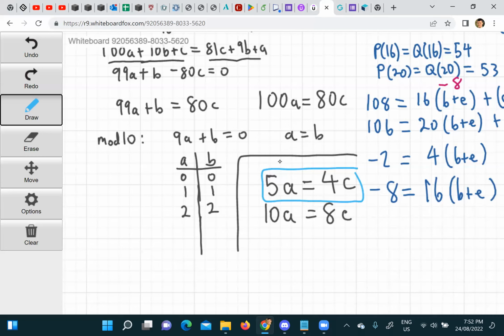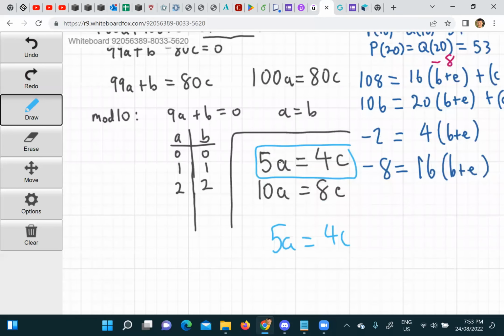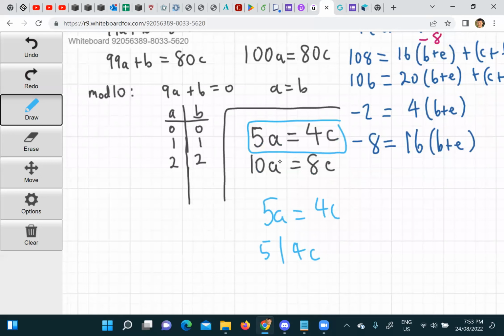So this is maybe a good opportunity. This is a bit overkill for this question, but this technique is actually really helpful in lots of problems. If you have 5A equals 4C, right? What this means is 5 divides 4C. Because 5 is prime, it has to divide one or the other. So 5 divides either 4 or 5 divides C. Obviously it doesn't divide 4, so it has to divide C.